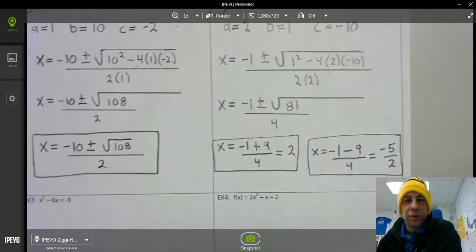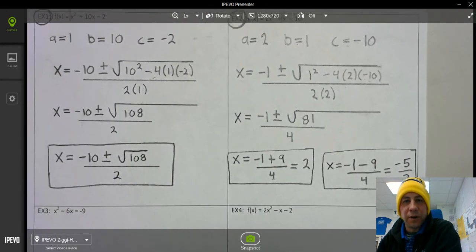All right, so there are 2 examples to get you started on Monday's lesson. So if you feel comfortable with that, go ahead and work the other examples. And honestly, I think this is a pretty straightforward concept. You can probably finish this assignment maybe before the end of class.